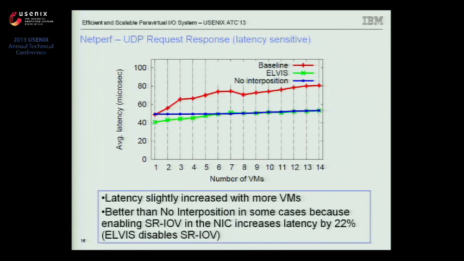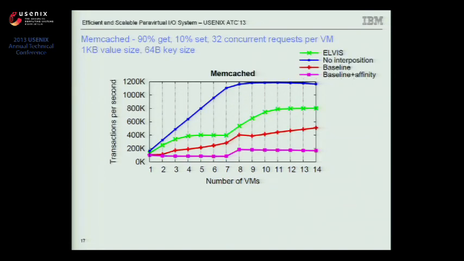Now, again, you are probably asking why Elvis was better than no interposition when we have a small number of virtual machines, and that's related to SRIOV. We noticed that when we enable SRIOV, latency automatically increases by 22%. We did a simple test in bare metal using the same device, with SRIOV disabled and then enabled, so we use just a virtual function to go out to the network, and we noticed that the latency increased by 22%.